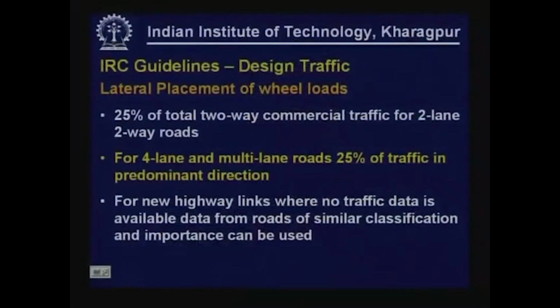For new highway links where no traffic data is available, data from roads of similar classification and importance can be used. Obviously, when there is no road available, there is no current traffic, so you cannot conduct any traffic survey on an existing road. So, we have to take data from similar roads having similar importance and similar classification.